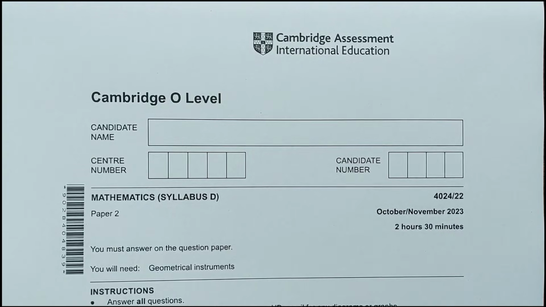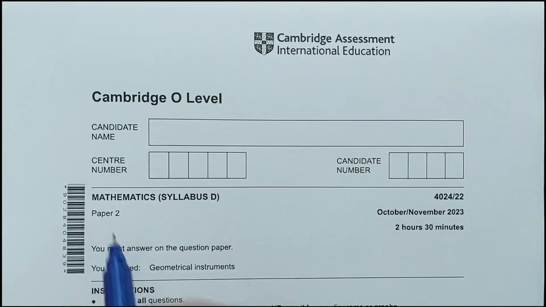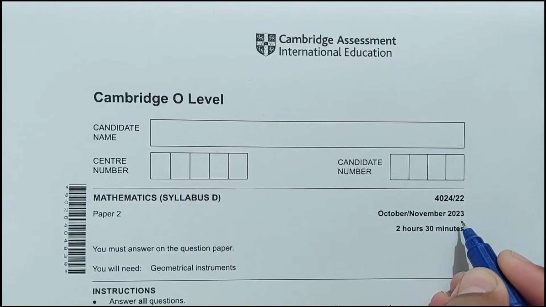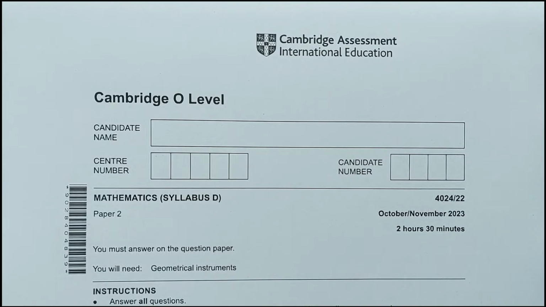Hi everyone, in this video I'm going to solve O-Levels Mathematics D Paper 2 from the October-November 2023 session, Paper 2-2. So let's start with the first question.